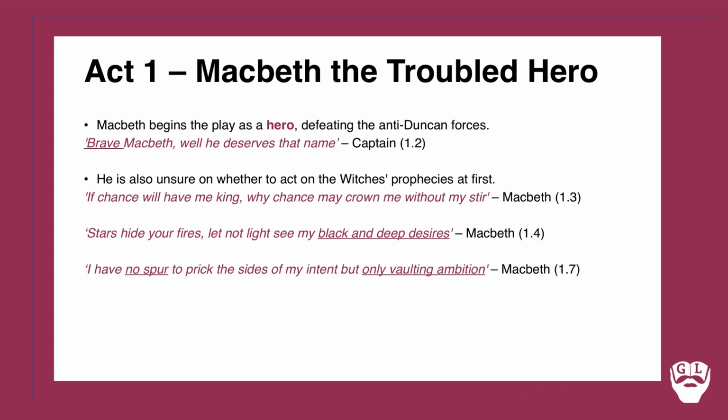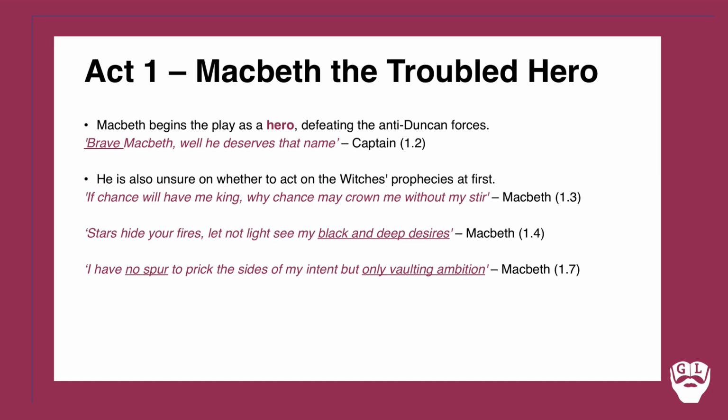And one more as we go towards the end of Act 1, he says, "I have no spur to prick the sides of my intent, but only vaulting ambition." Notice those phrases there, no spur, vaulting ambition. He's right on the precipice of regicide. He's about to murder Duncan, and he finds he can't, not only because Duncan is a good man, but just sheer ambition is the only reason he wishes to commit this.